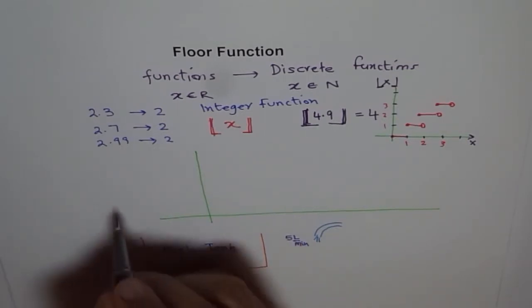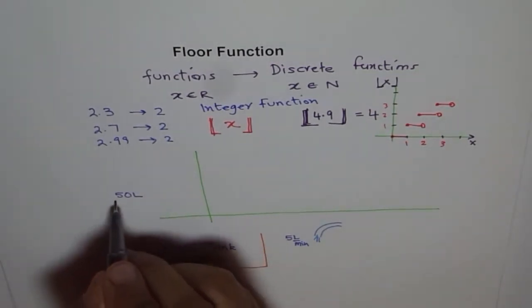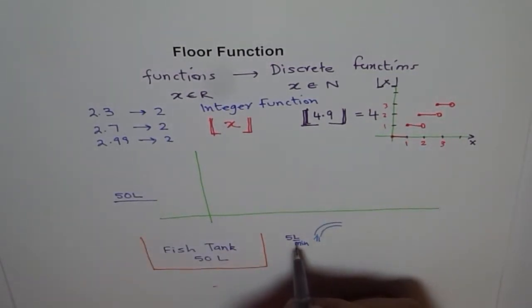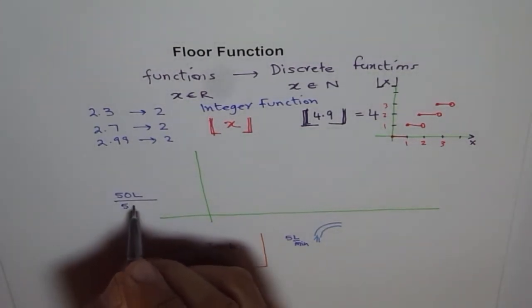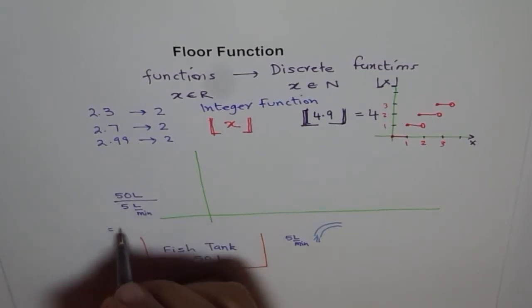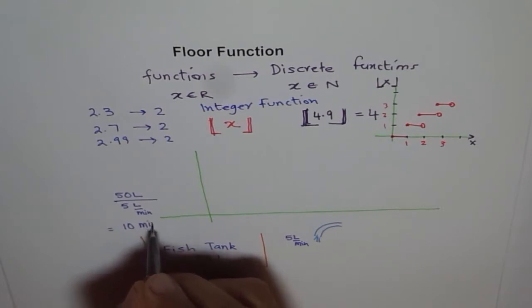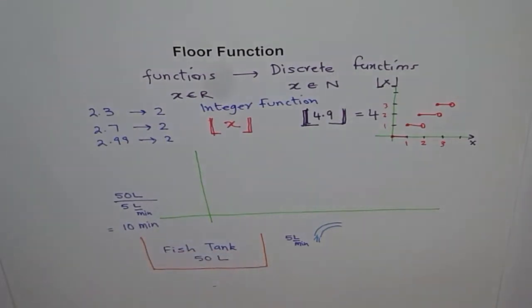50 liters, and the rate is 5 liters per minute. So let's do the math. We have 50 liters tank capacity divided by the rate at which we are filling. Rate is 5 liters per minute, right? So this is equal to 50 divided by 5, which is 10, and the unit is minutes. So in 10 minutes, 50 liters of water can be filled up. That's so simple.